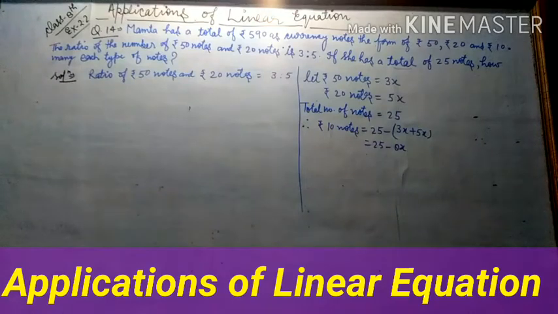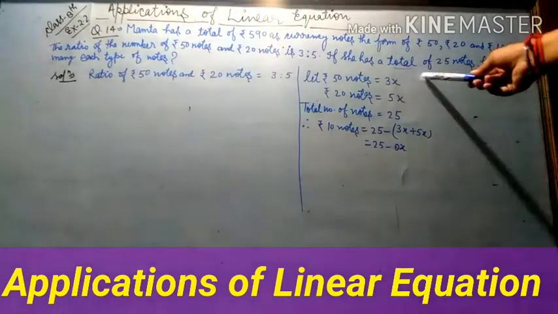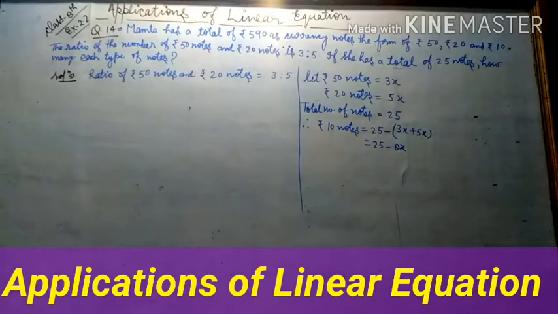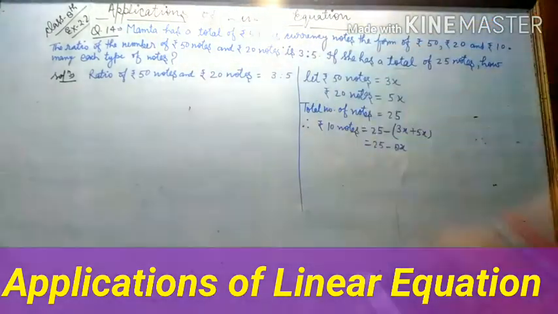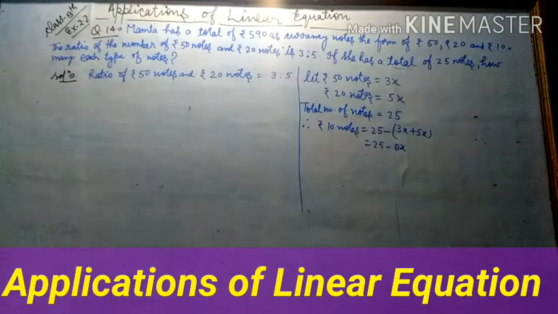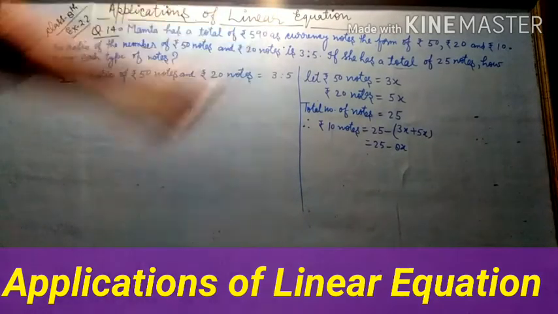Question number 14. Mamta has a total of rupees 590 as currency notes, in the form of rupees 50, 20 and 10. Means she has 10 rupees notes, 20 rupees notes and 50 rupees notes. And the number of total notes is 25. Total notes 25. And the ratio of rupees 20 and rupees 50 notes is given. Okay. And the total money is rupees 590.